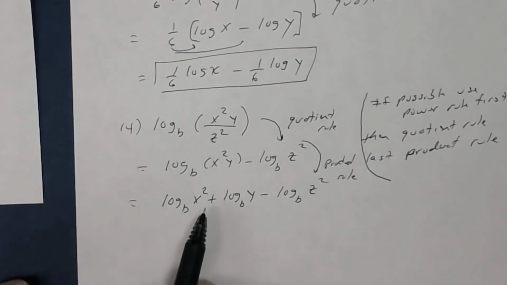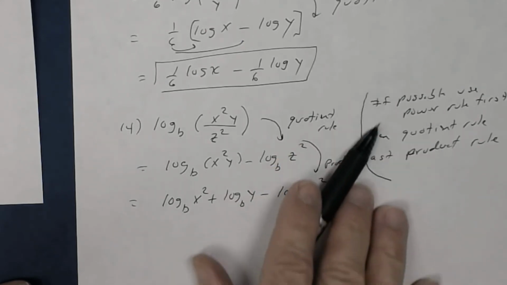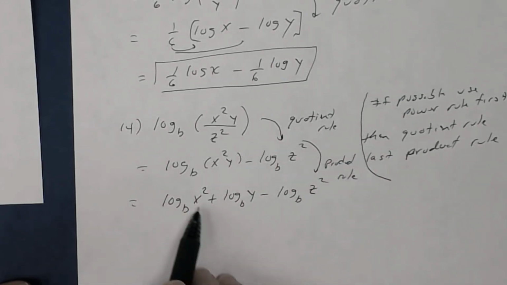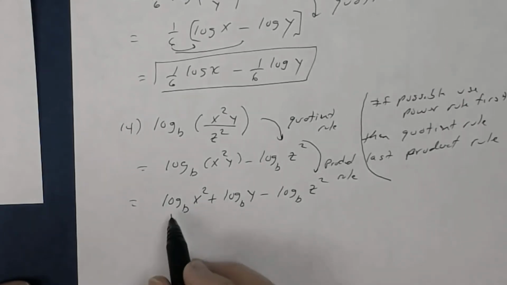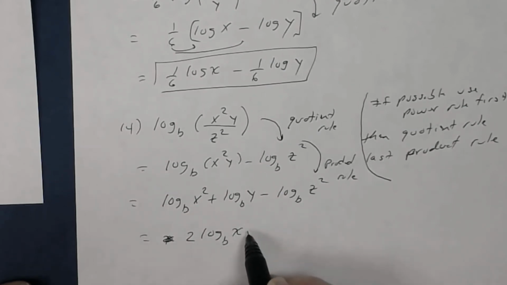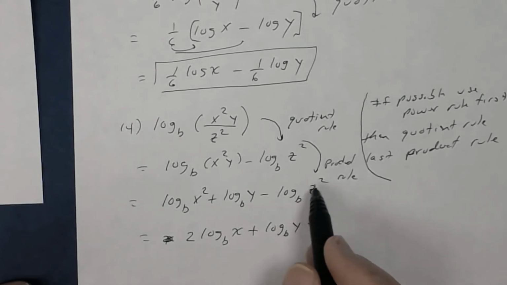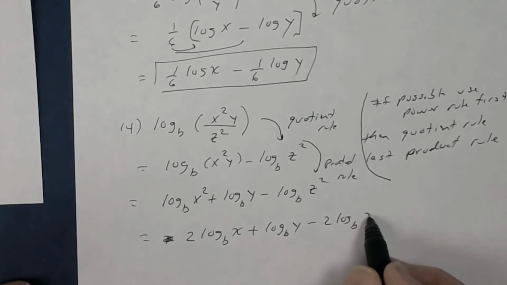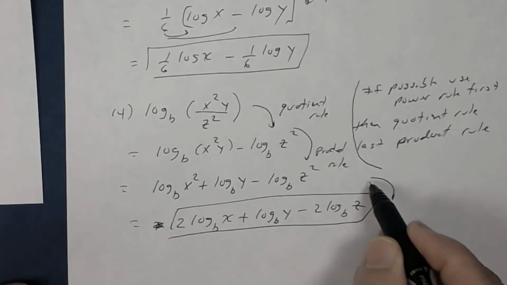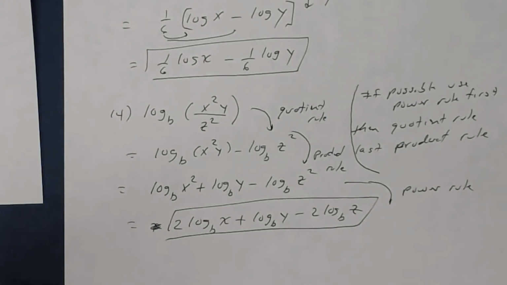All right, now, what's the last thing I need to do? So it's kind of like you're going in a circle here, like this. So can I do this? No. Then you go to this, and you go to this, and you come back. So now I can use what? The power rule. So this becomes 2 log base b of x plus log base b of y minus, and then use a power rule here, 2 log base b of z. And so you can't evaluate anything. All right. So from here to here, we used the power rule. Okay. All right. So that was 14.